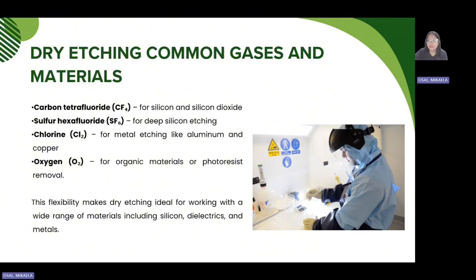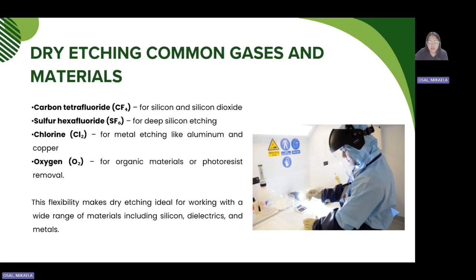Second is sulfur hexafluoride, SF6. SF6 is commonly used for deep silicon etching, providing the necessary conditions for creating intricate, deep features on silicon wafers. Chlorine. Chlorine is typically used for etching metals like aluminum and copper. It reacts with these materials to remove them in a controlled manner.